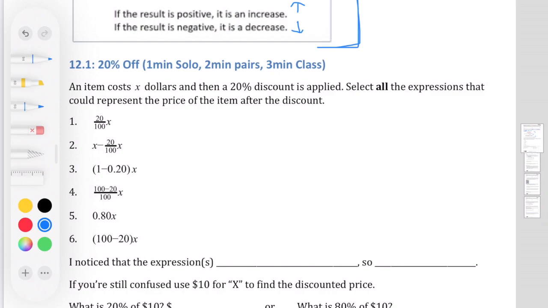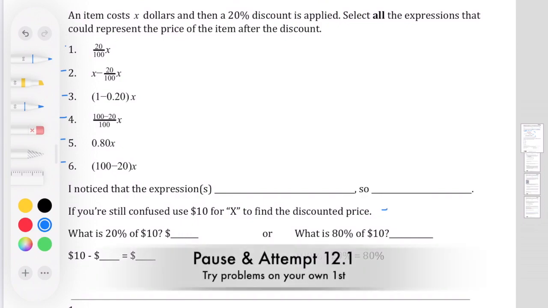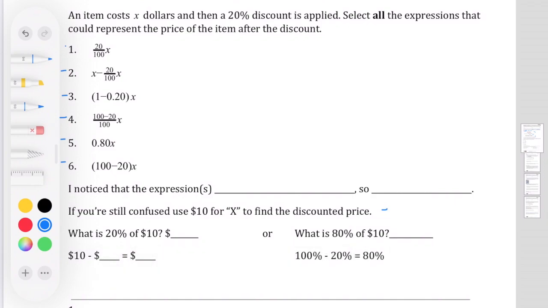Go ahead and evaluate these 6 expressions and circle the ones you believe would give us the 20% discount. And then once you do that, drop down below where I provide some sentence frames for you. I noticed that the expression or expressions blank, so I blank. Then if you're still confused about it, we'll go over this different scenario here. But right now, go ahead and pause this video and select the expressions that you believe represents a 20% discount.